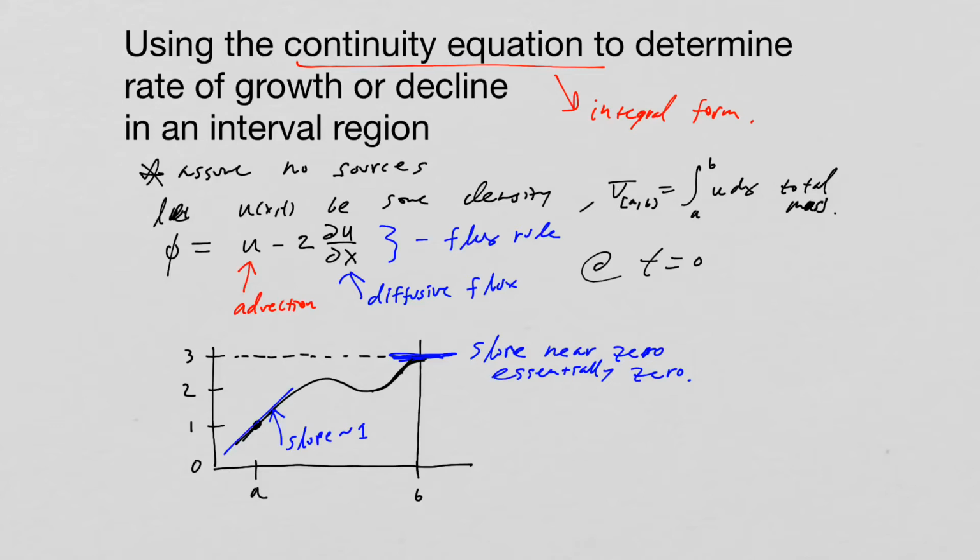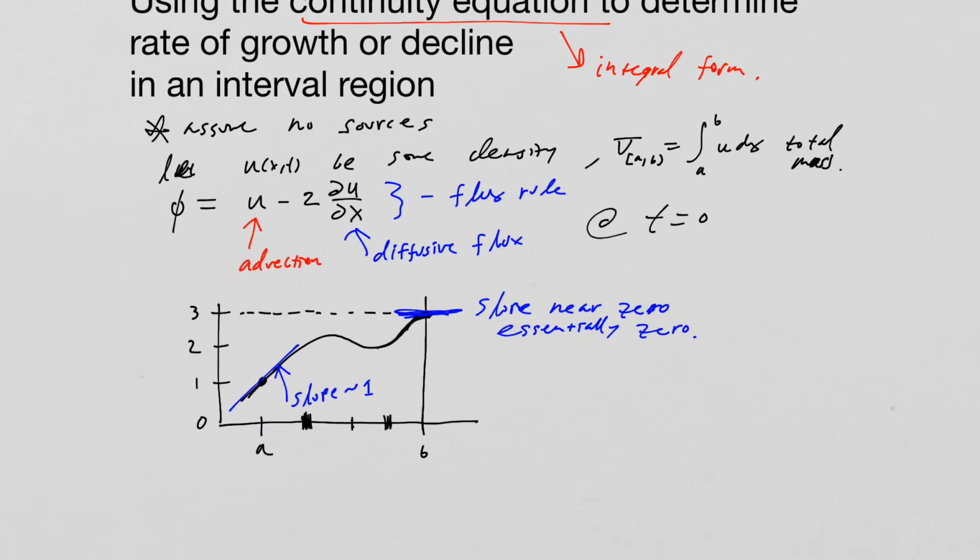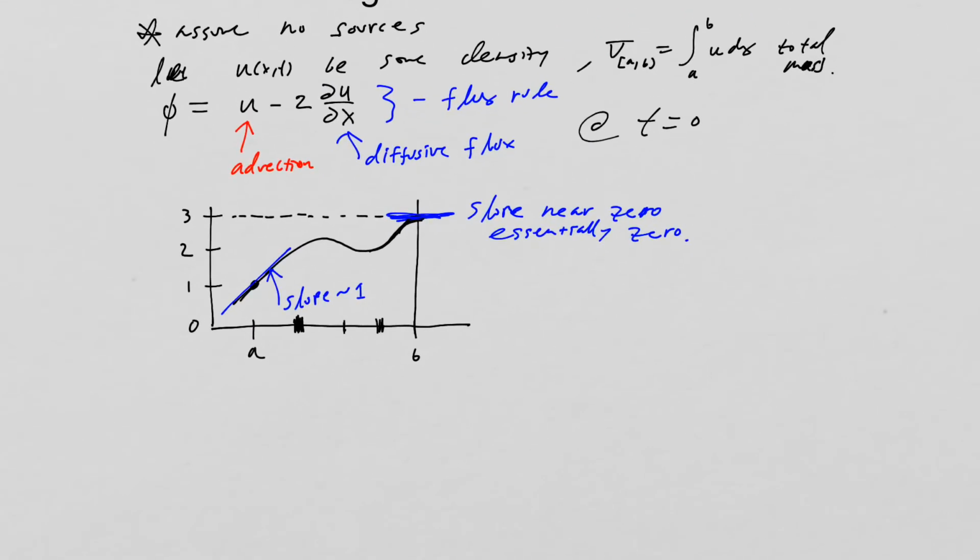The slope is about 1. We'll make those unit lengths right there. The best I can do, sorry about that. Okay, so we have to use the continuity equation, so the answer goes like this.